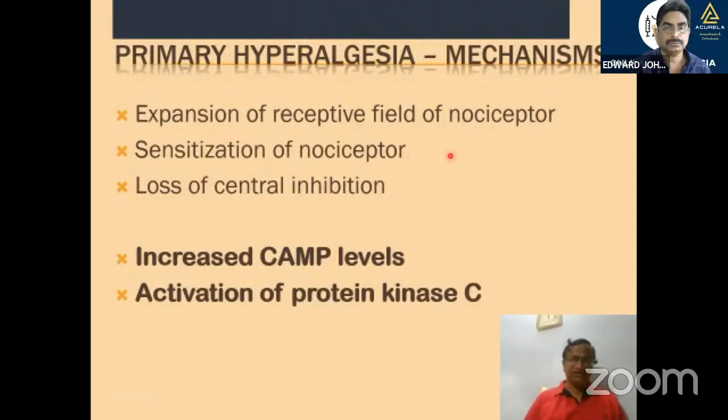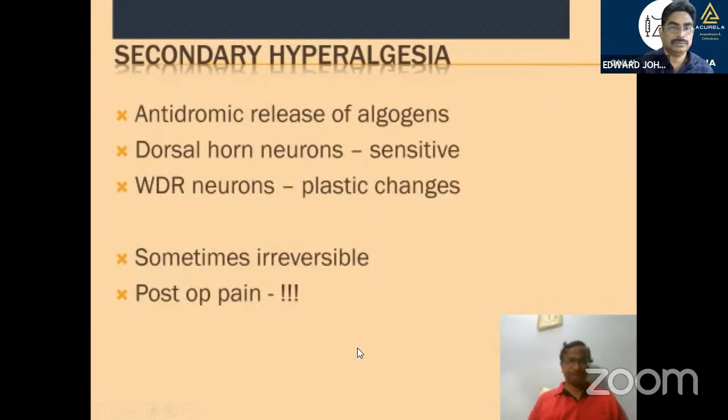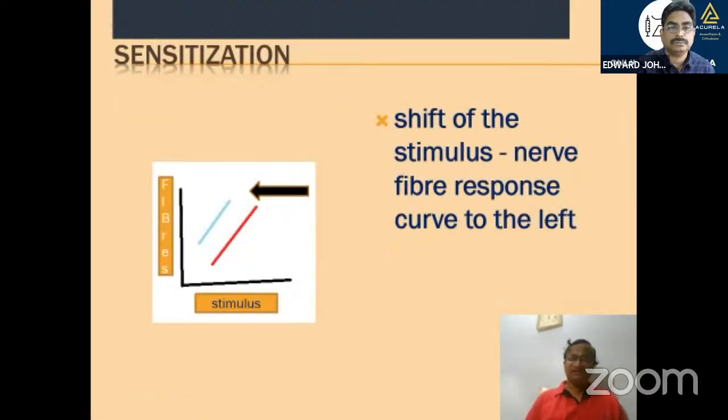In primary hyperalgesia, there are so many mechanisms. cAMP levels and PKCs have been explained. Antidromic release of algogens. Dorsal horn neurons become sensitive, wide dynamic range neurons, WDR neurons. There are some plastic changes. Sometimes they are irreversible.